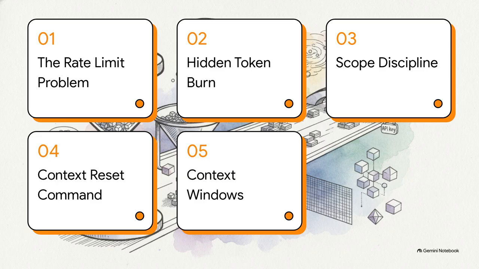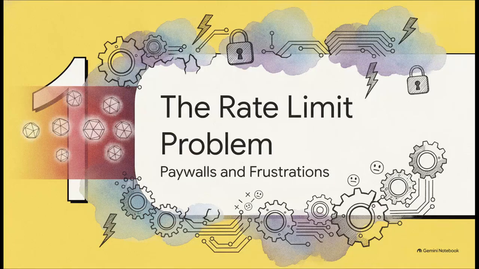So here is our roadmap for this explainer. First, the rate limit problem. Second, Claude's hidden token burn. Third, enforcing scope discipline. Fourth, the context reset command. And finally, mastering AI context windows. Let's get into it. Section 1.